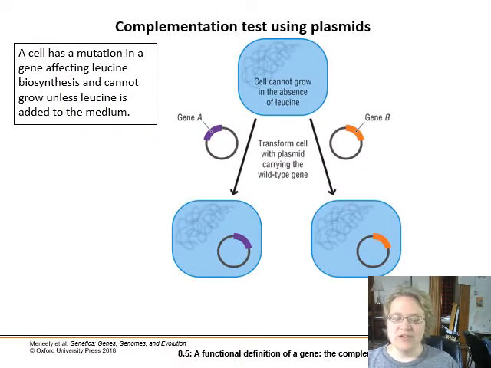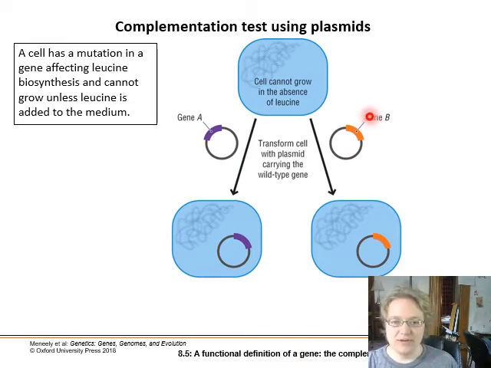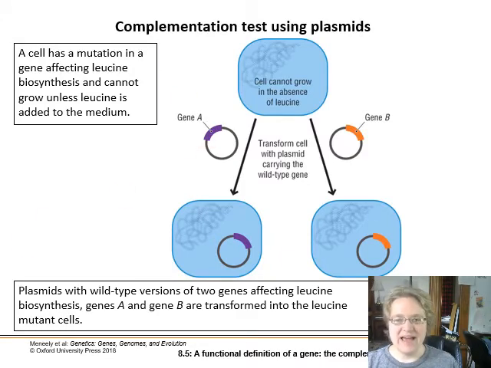We can do this with bacteria when we're trying to figure out biochemical pathways. We can find out whether a gene is involved by doing a similar complementation test. In this case, what we're doing is adding in functionality. We have gene A and gene B, and we're curious which one lets the bacteria synthesize leucine. We take a cell that can't make its own leucine and put those genes in.